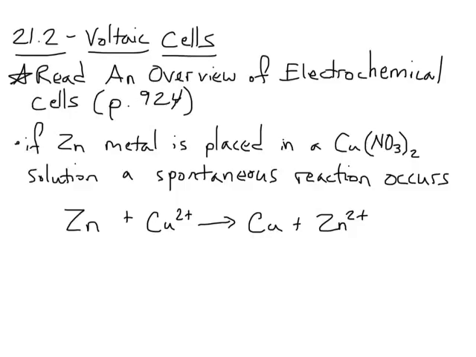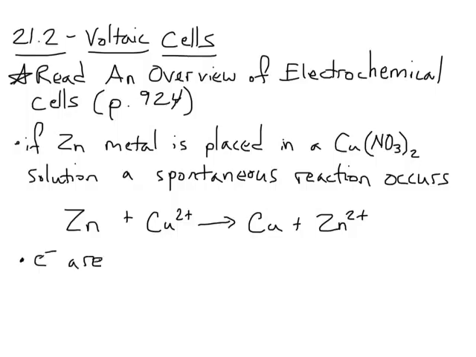So here's our net ionic. If we compared the activity series, since zinc is being turned into an ion, we see zinc is more reactive than copper is. Zinc is being oxidized into zinc 2 positive ions, and copper is being reduced. So here's our overall redox reaction.